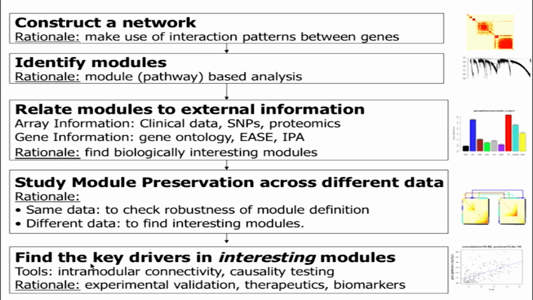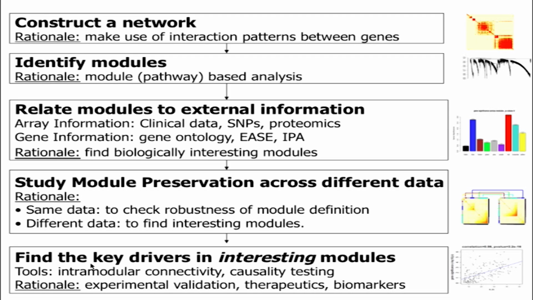So what is external information? It could be clinical data, for example, disease status or survival time. Or we could relate modules to gene ontology information, just to ask, is my module enriched with cell proliferation related genes? After this step, we hopefully have found an exciting module.